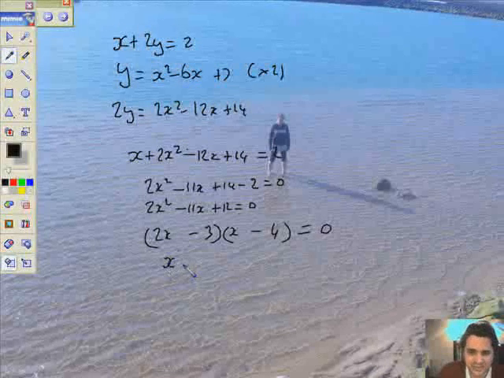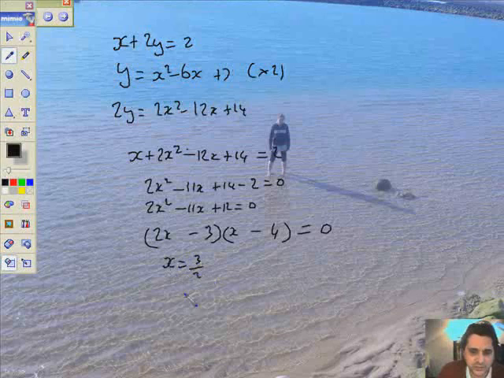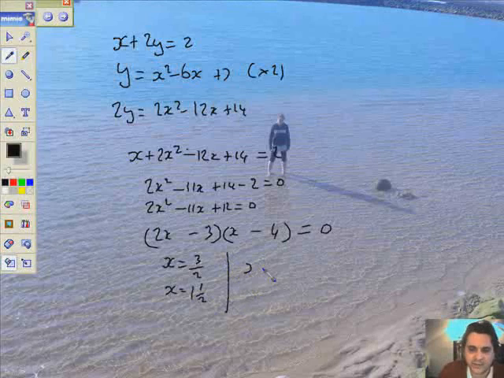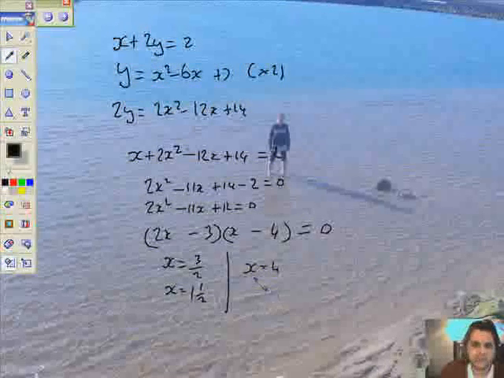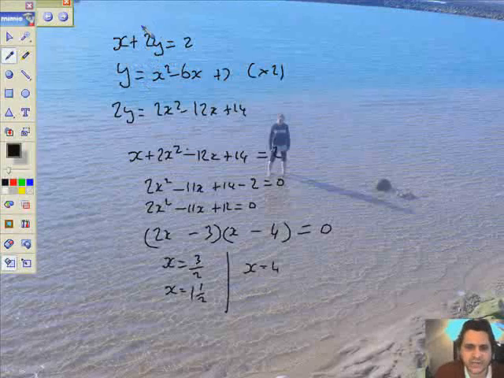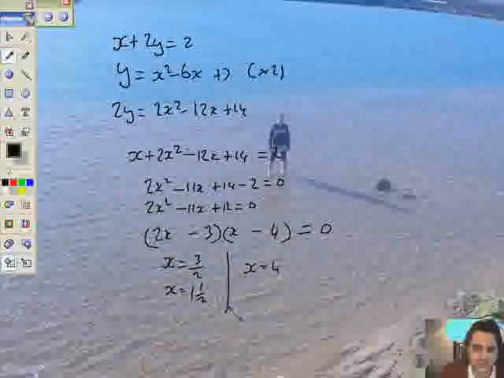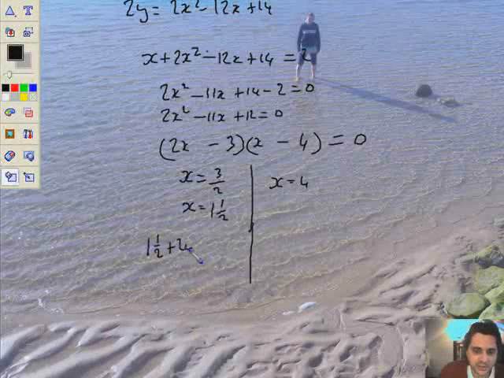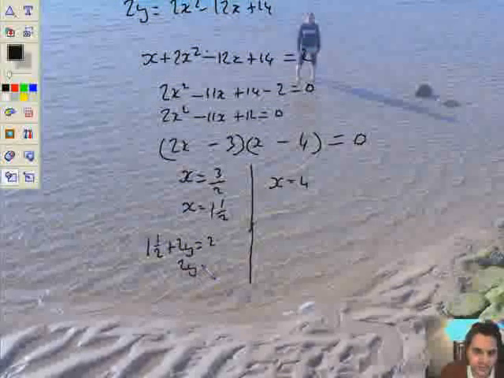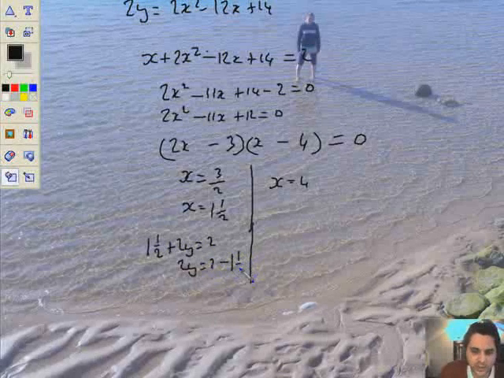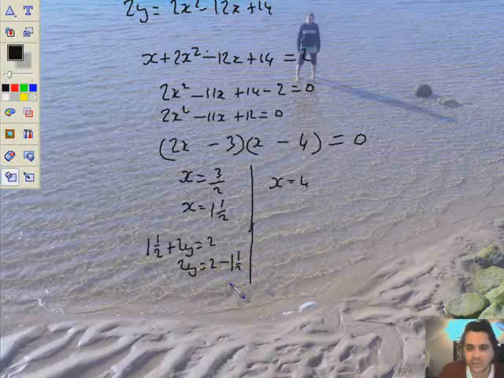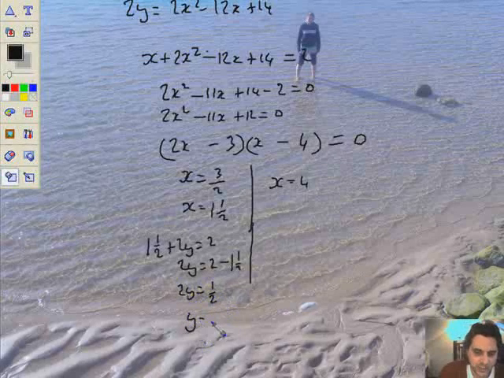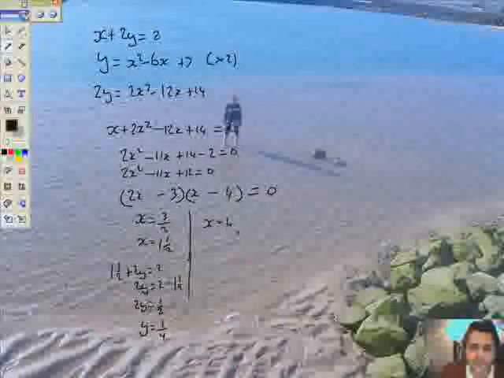So substituting, working this side out, I've got x equals 3 over 2, or in other words 1 and a half. This side I've got x is 4. Right, let's work out the y by shoving it in this little bit here. Let's work out the corresponding y values. I've got 1 and a half plus 2y equals 2. So 2y is going to be 2 take away 1 and a half, which leaves me with a half. So 2y is a half, and so y must be half of a half, a quarter.